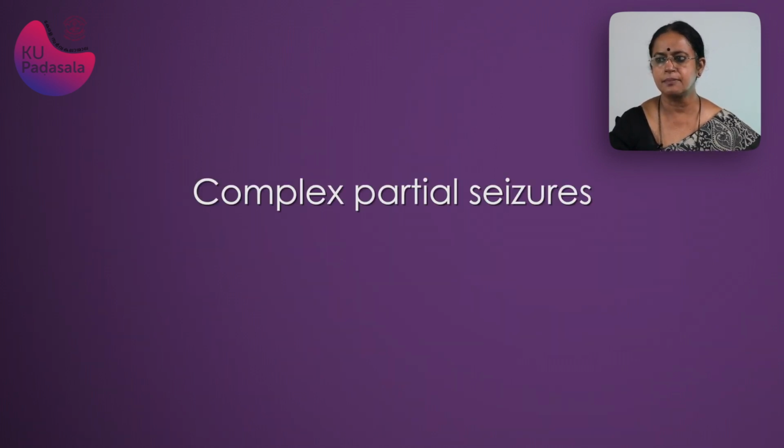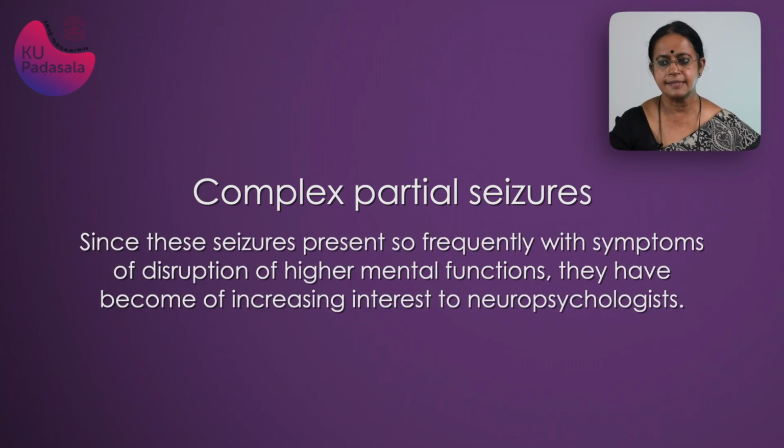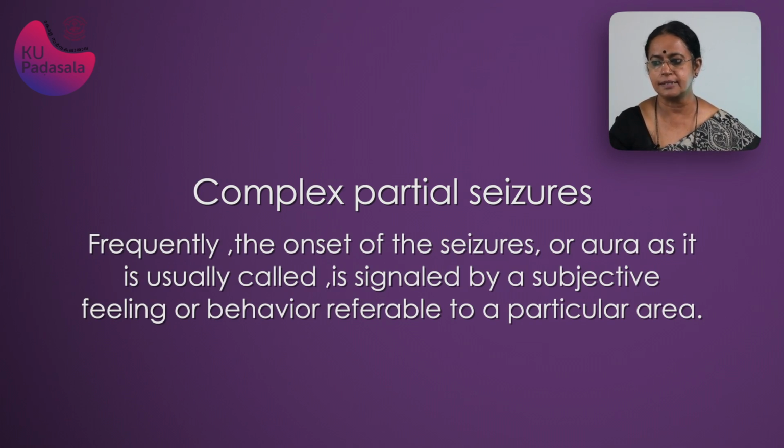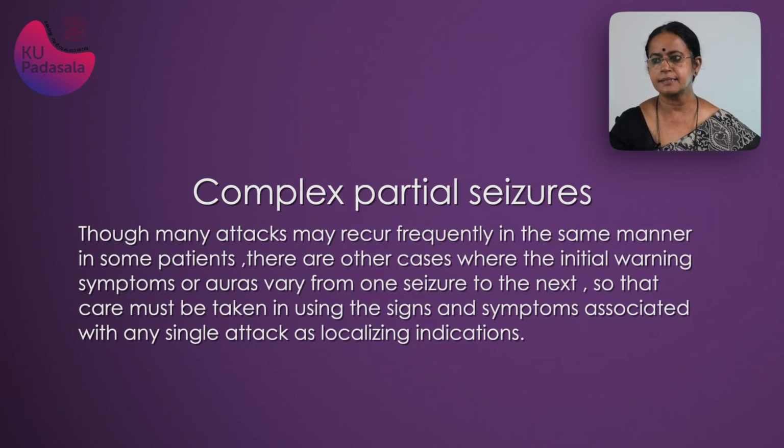Next, we'll learn about complex partial seizures. Since these seizures present so frequently with symptoms of disruption of higher mental functions, they have become of increasing interest to neuropsychologists. Frequently, the onset of seizures, or aura as it is usually called, is signaled by a subjective feeling or behavior referable to a particular area. Though many attacks recur frequently in the same manner in some patients, there are other cases where the initial warning symptoms or auras vary from one seizure to the next, so that care must be taken in using the signs and symptoms associated with any single attack as localizing indications.